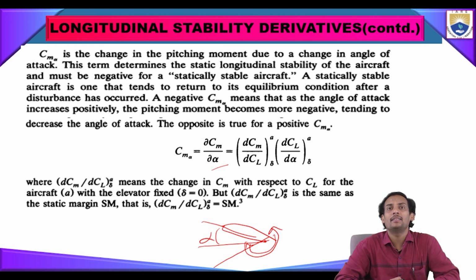So dCm by dCL will be the change in Cm with respect to CL for an aircraft with the elevator fixed. Elevator fixed means that the elevator angle delta is 0, that means the elevator is in neutral position. So we need to get the values of Cm alpha with respect to CL changes only. Now dCm by dCL is the same as the static margin, that is dCm by dCL equal to SM. This is a relation we will get from the margin level things and design level things only.